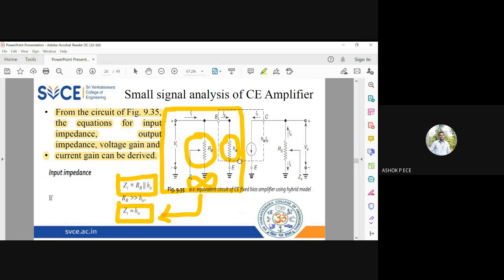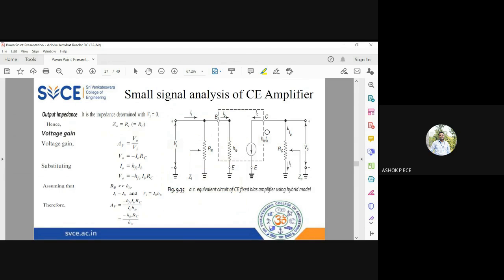Okay, so next one, output impedance. See the output side. What all resistance do you have at the output side? I have marked the output side of the circuit. See and say what all resistance you have at the output side.